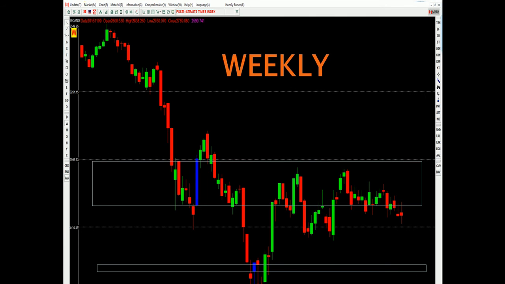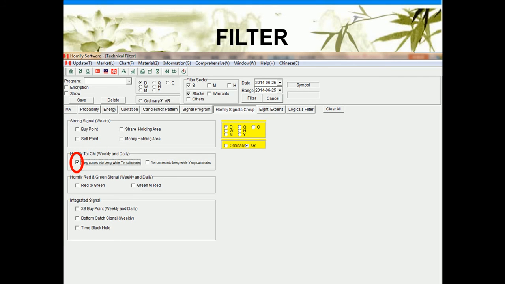So this is the weekly chart. It's also the same. Okay. So let's see how to use this function to filter, because this one also can filter. You want to filter which one has the blue candlestick. If the blue candlestick appears, maybe you can do some short-term trading. Which point is the buy point?